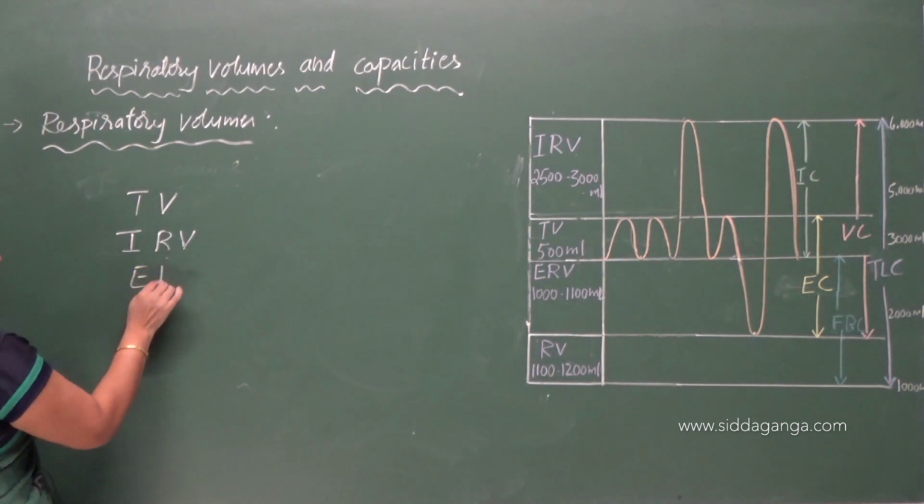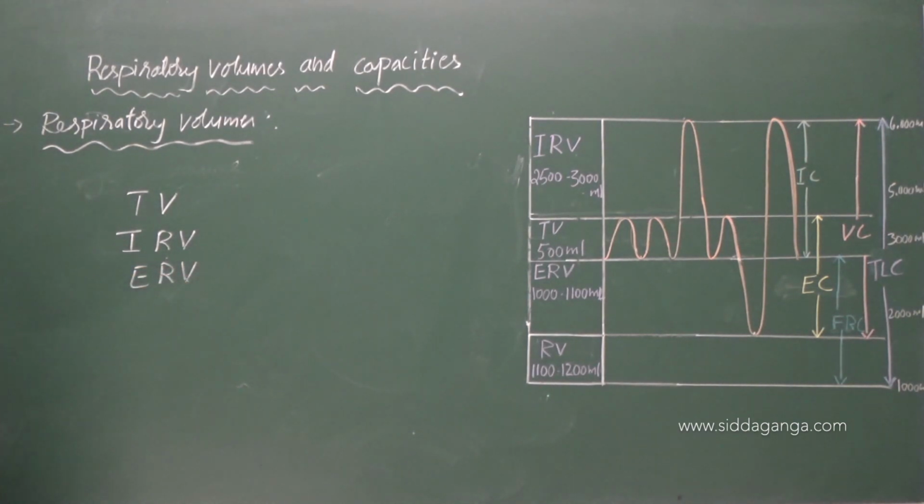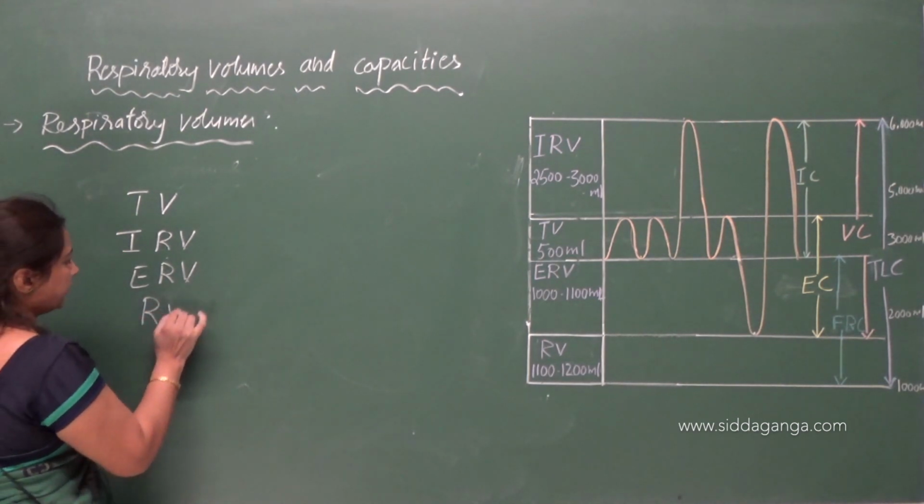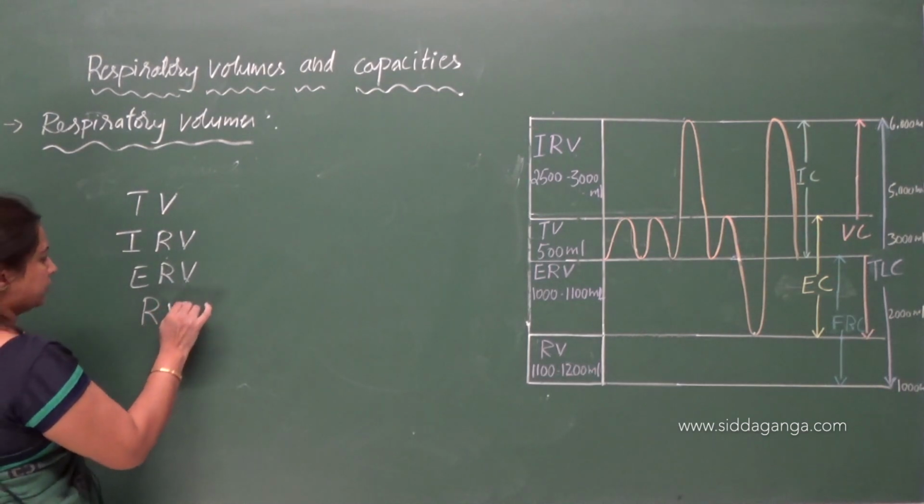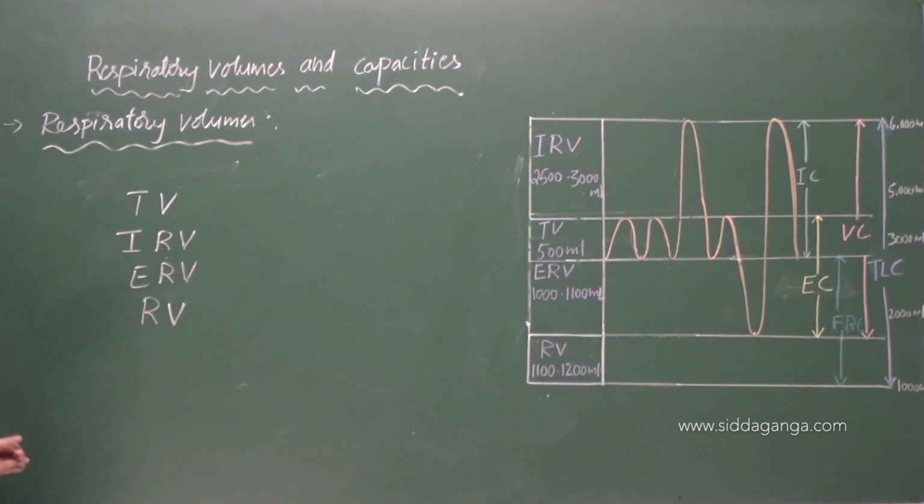Then ERV. ERV is expiratory reserve volume. So it is the additional volume of air which we expire by forcible expiration, and the volume of air that always remains in the lungs is called residual volume. So these are the respiratory volumes.